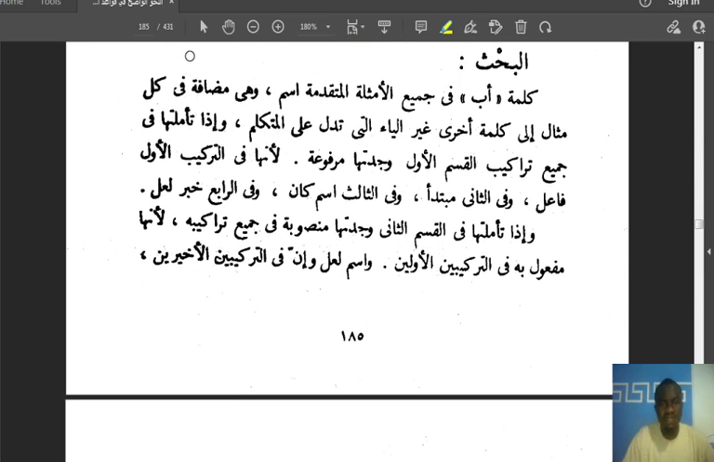Now let's come to the text. He says kalimatu ab. The word ab, which is father, في جميع الأمثلة المتقدمة اسم. The word ab in all the previous examples is a noun in the first place. وهي مضافة في كل مثال إلى كلمة أخرى. And in all the examples it comes as مضاف. It is added to another word, attached to another word. So it is مضاف, and the other word is what? مضاف إليه. If you remember your previous lesson very well.